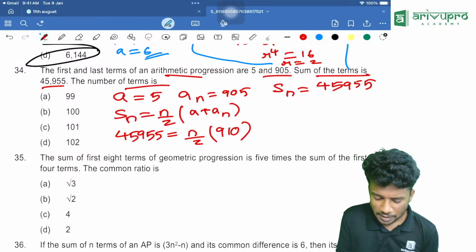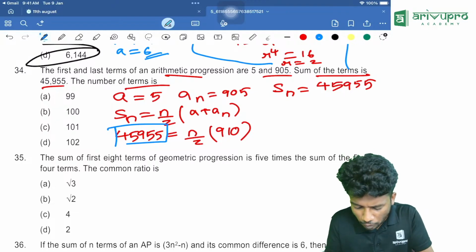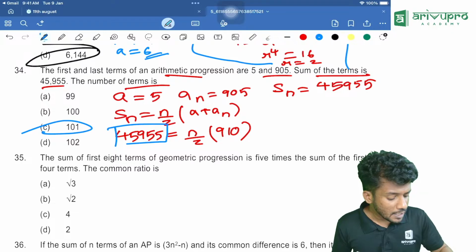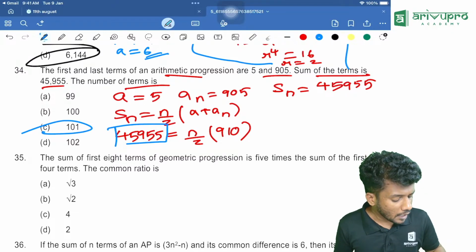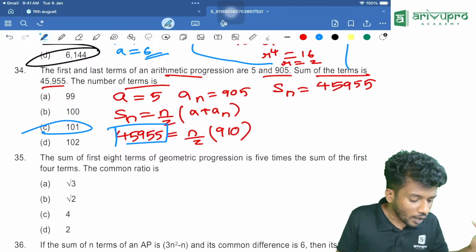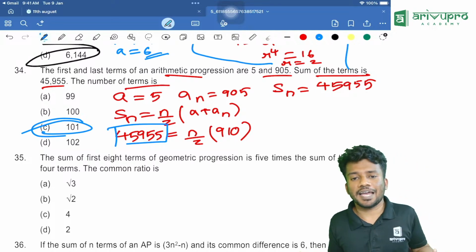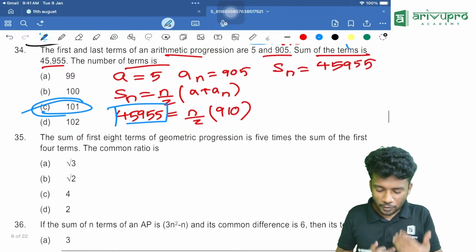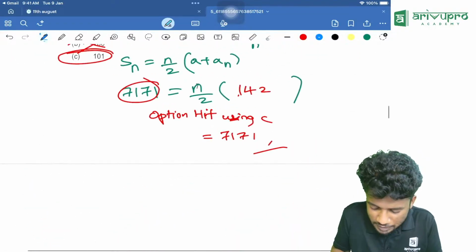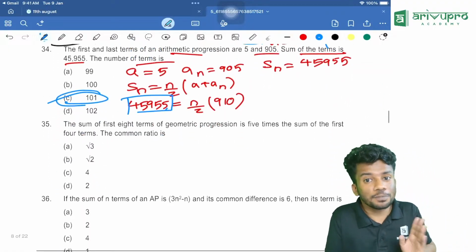Now people, check. Here our LHS is equal to 45955. Which of the options is giving you the answer? Try option C itself directly. That is nothing but 910 into 101 divided by 2, which is equal to 45955. Option C is your answer. Now you will be asking me, sir, how did you guess that? Because of this repetition of 5 right over here, that is one of the reasons. Look here, the repetition of 7-1. That is the reason why I am going for option C first.